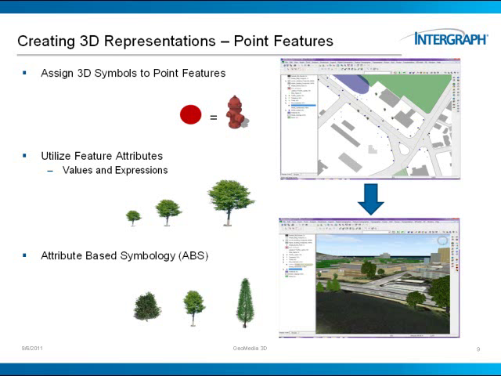So once we've set up our feature classes, if we want to go another step forward in terms of creating a realistic setting, we can look at street furniture. So if we want to, we can assign 3D models to point features. You can use available attribution to affect the representation or determine which symbol you want to use using attribute-based symbology. So let me show you a little bit about that.